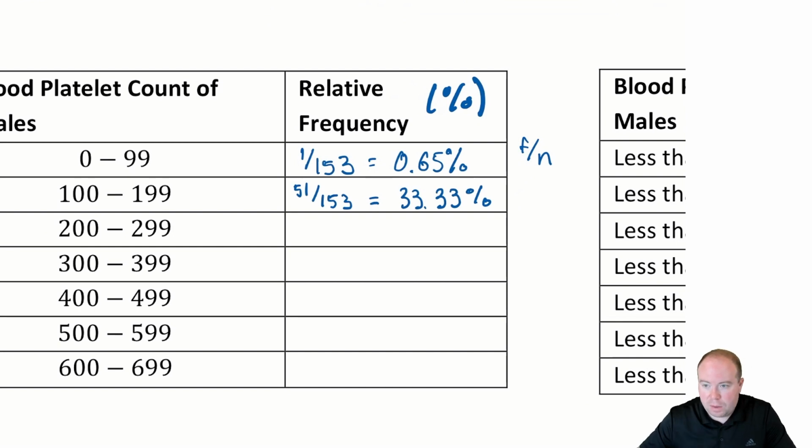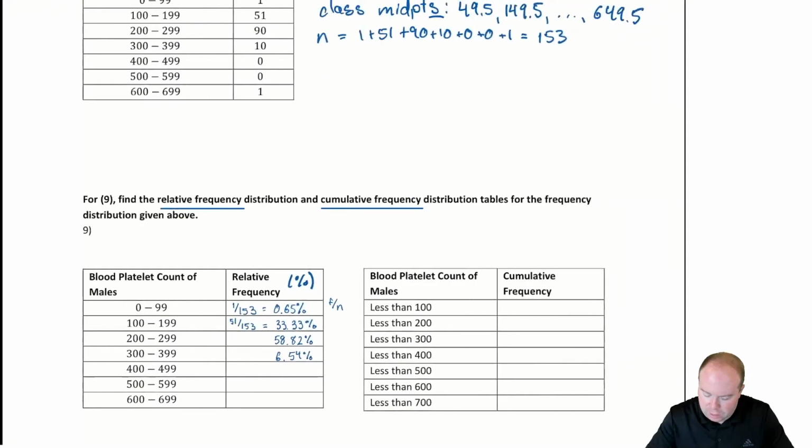And the rest of the computations are similar. So the answers to the remaining ones are 58.82%, then 6.54%. And then looking at these last two, let me make sure I have those right. Yeah, and then 400, so this is going to be 0%.